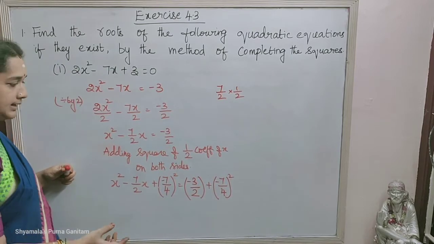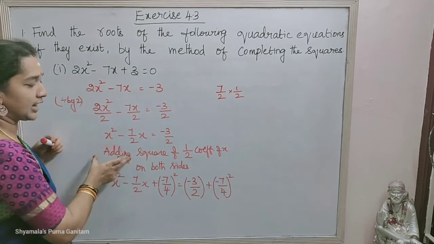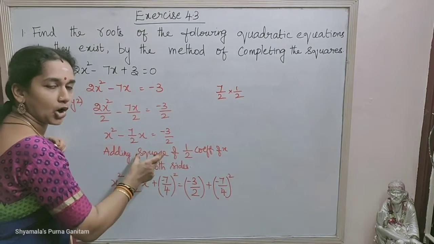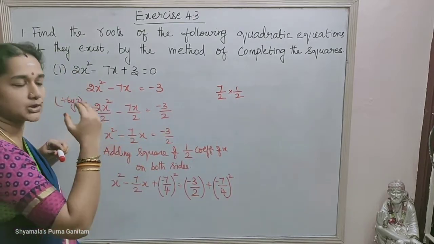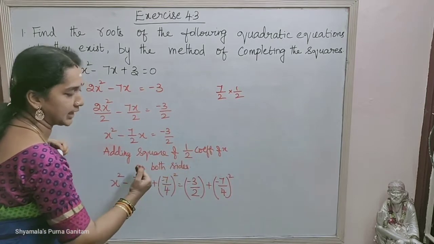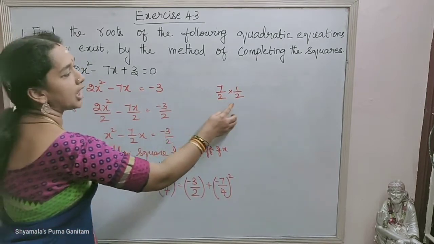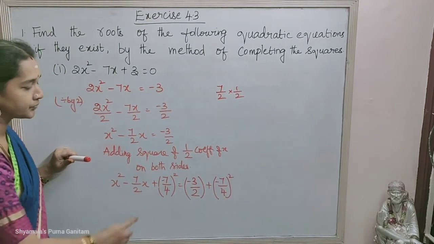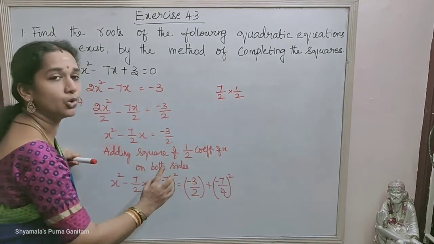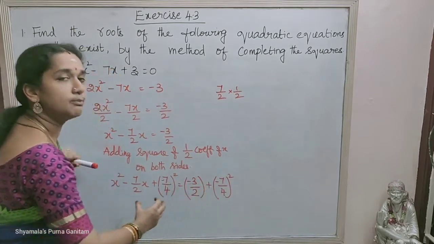Then, the next step is, we have to add the square of half the coefficient of x on both the sides. So, half of the coefficient of x is, here it is 7 by 4. So, minus 7 by 4 the whole square, I am adding on both the sides.